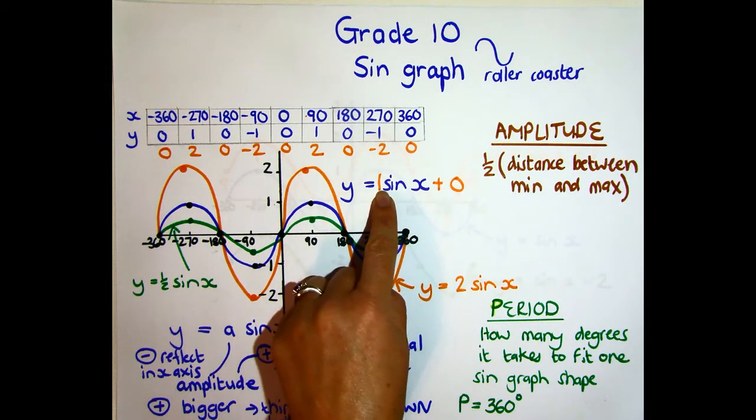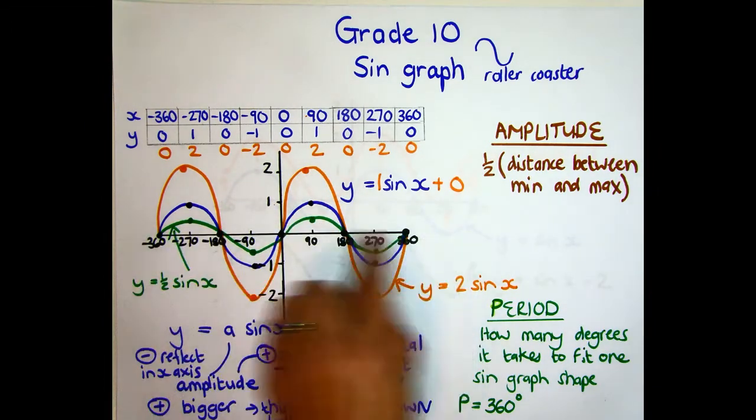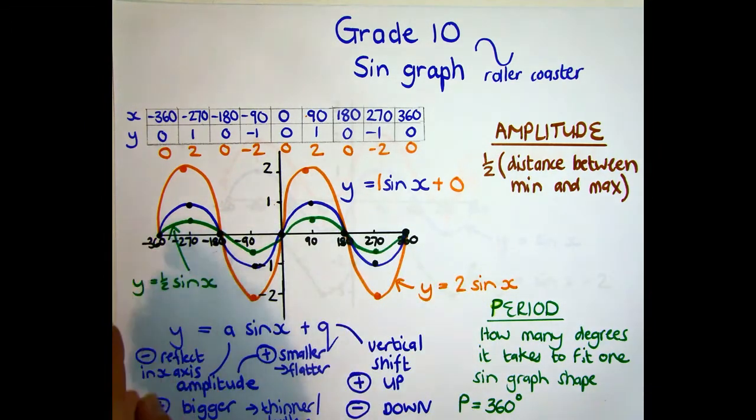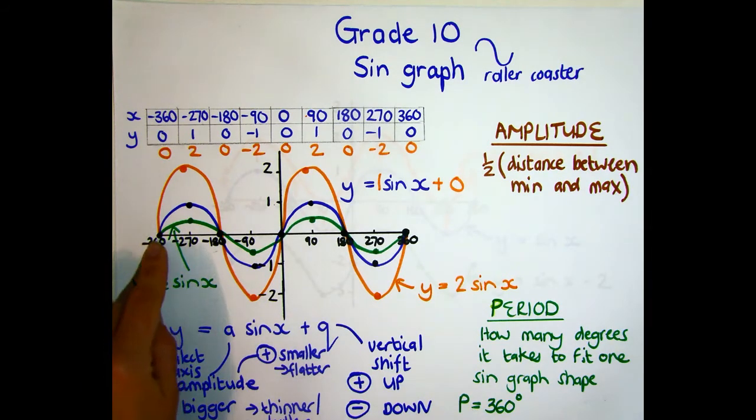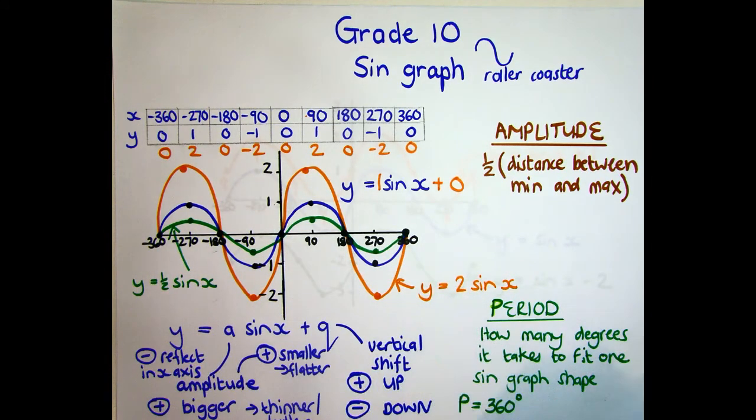Right, when you are changing the amplitude, it means that if that number that comes before the sine graph is bigger than 1, you're going to stretch the graph up and down, but it'll still take the same space on the x-axis. And if that number is smaller than 1, it is going to make the graph a little bit flatter, but also still take up the same space on the x-axis.